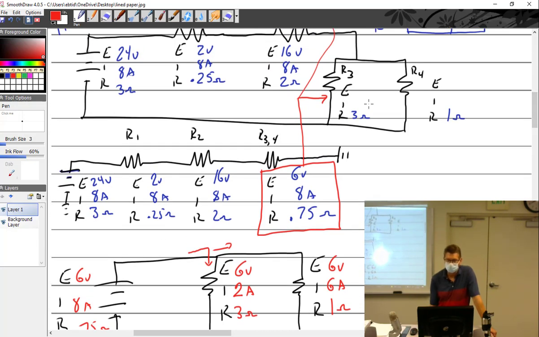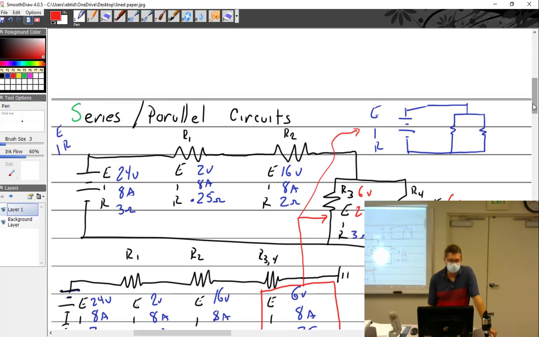6, 2, and 3. And these go over here: 6, 6, and 1. Now let's take a look at what we have over here. See if this makes sense. So here we have this circuit, and we start out here with 24 volts. So 24 volts are going this way, and 8 amps are going this way. So 24 volts, 8 amps.